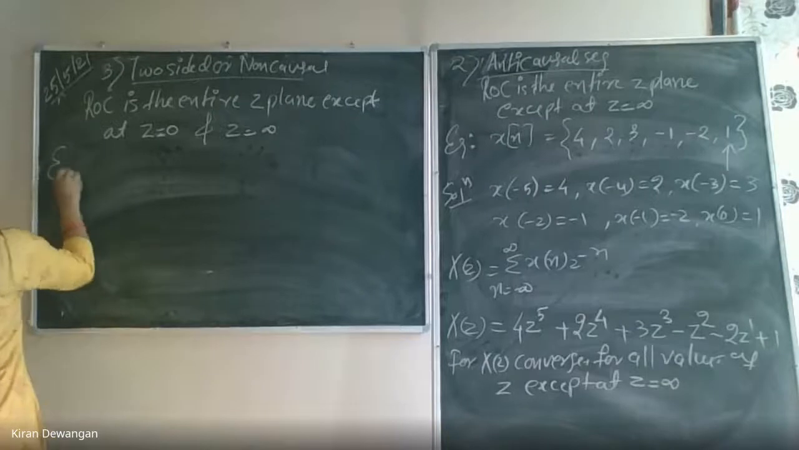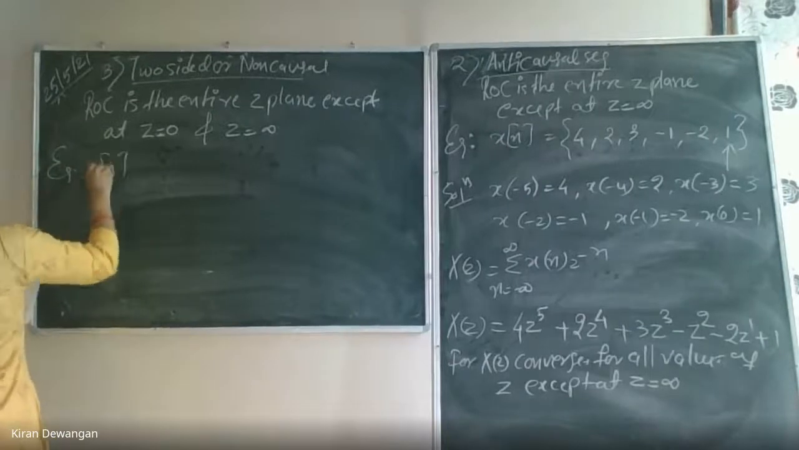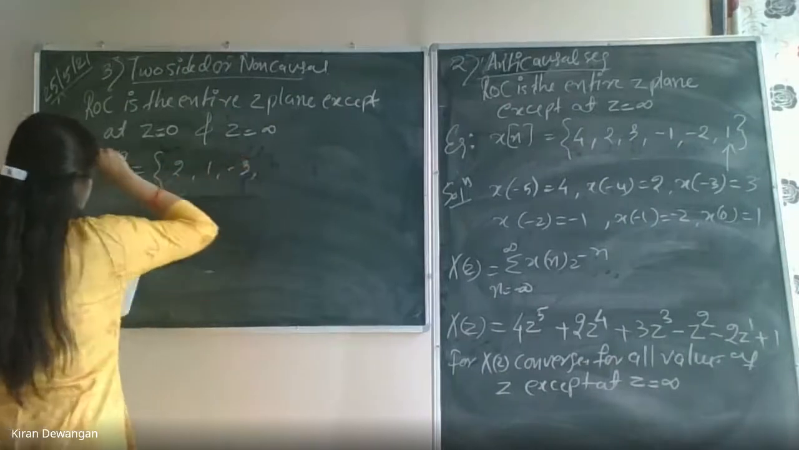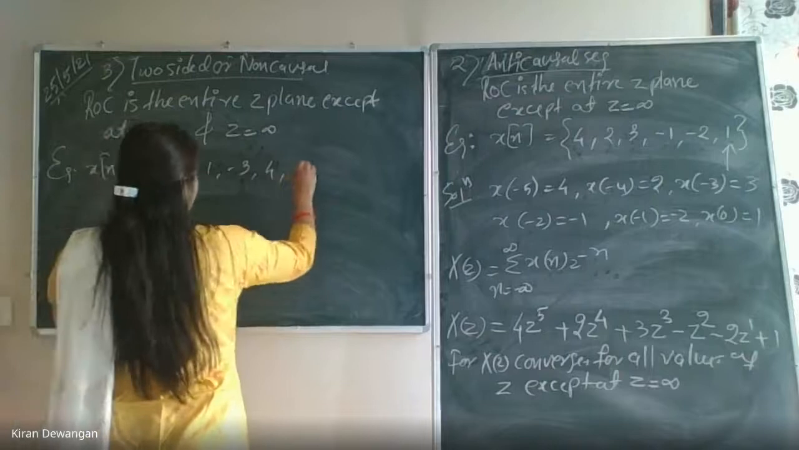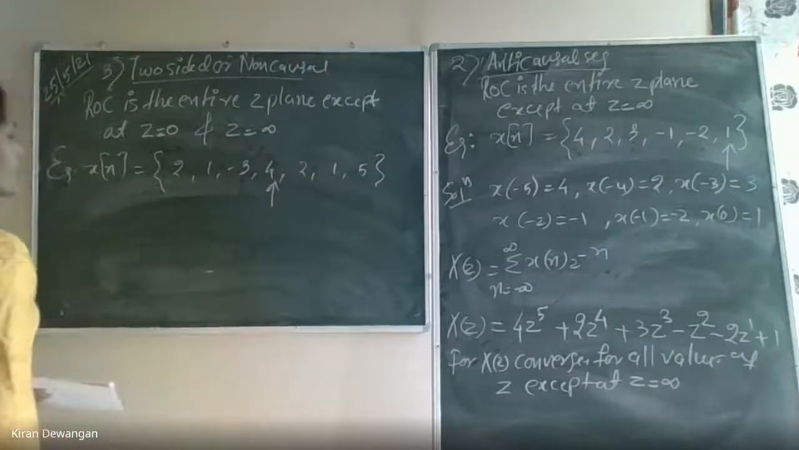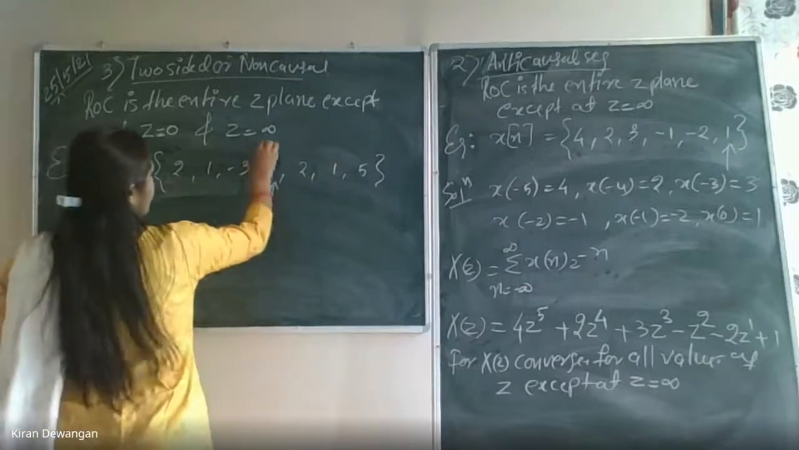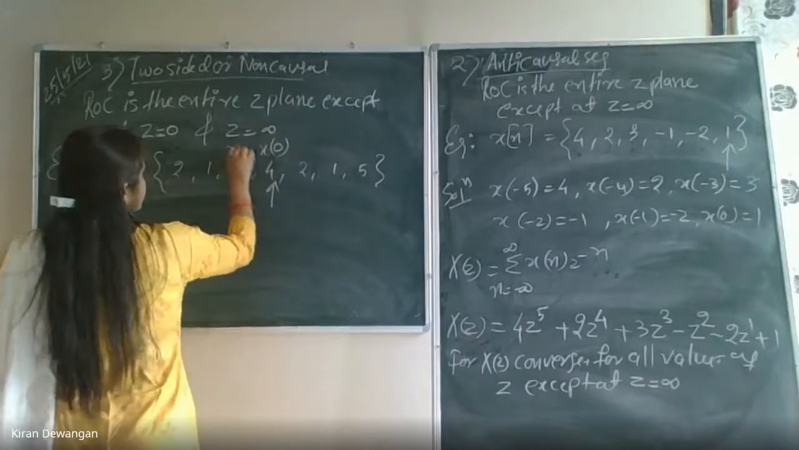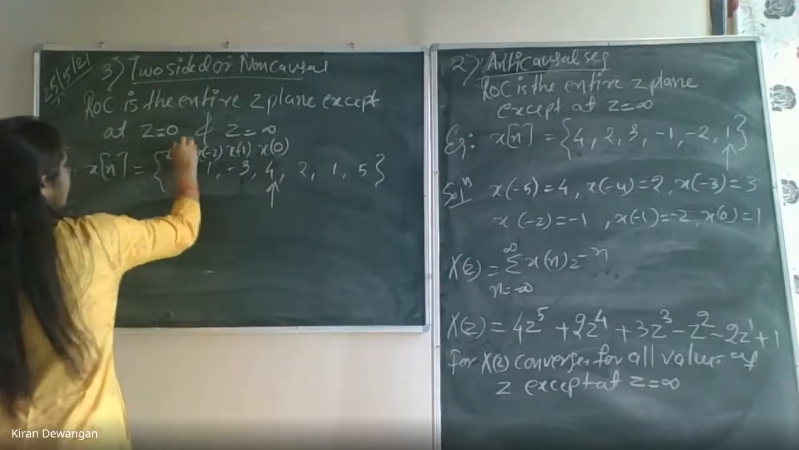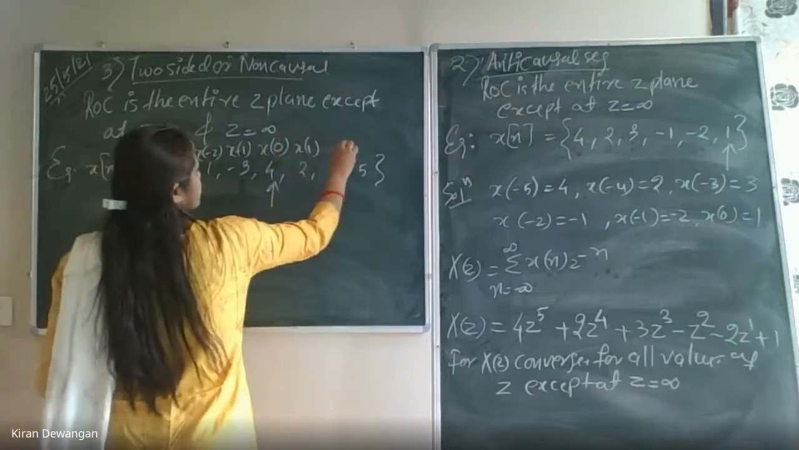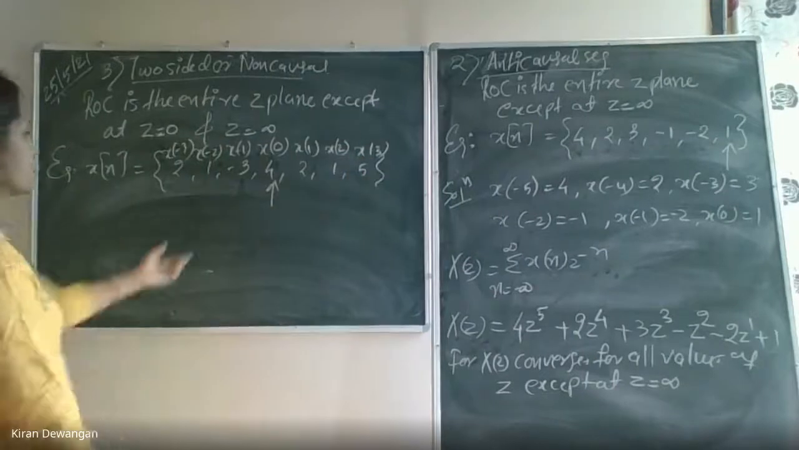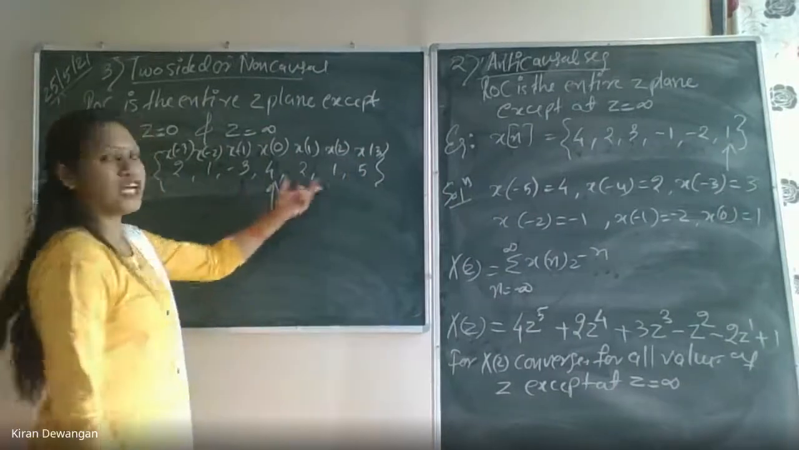Now if we take the example here, x of n is 2 1 minus 3 4 2 1 5. Now since this one is an arrow, मतलब ये क्या है आपका x of 0. This is x of minus 1. This is x of minus 2. This is x of minus 3. This is x of 1. This is x of 2. This is x of 3. So it is existing for both the values of n, for negative as well as positive values of n.